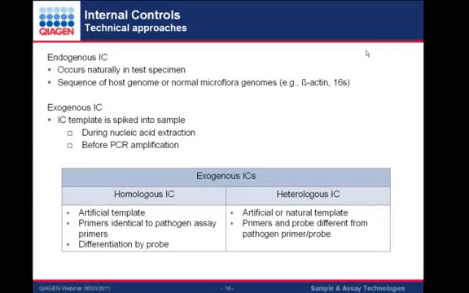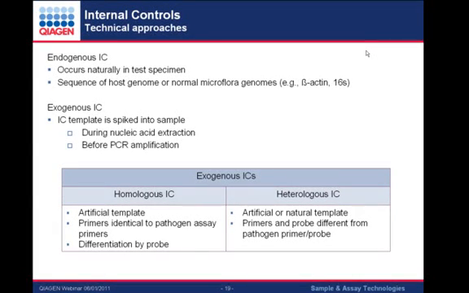Next, I would like to describe some general aspects of internal controls. There are several technical approaches of internal controls. Endogenous internal controls, or ICs, occur naturally in test specimens, such as, for example, a sequence of the host genome such as beta-actin, or a sequence from normal microflora genomes, for example, 16S sequences. Regarding exogenous internal controls, exogenous internal controls are spiked into samples, either during nucleic acid extraction or before PCR amplification.